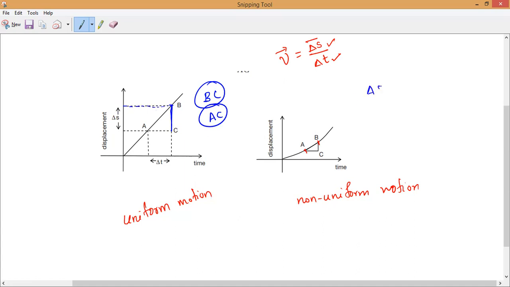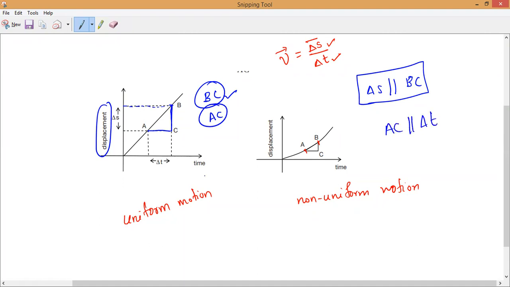See, delta S is parallel to BC. Yes or no? If delta S is displacement, then BC also becomes displacement. AC is parallel to delta T. So delta T becomes AC, the time period.